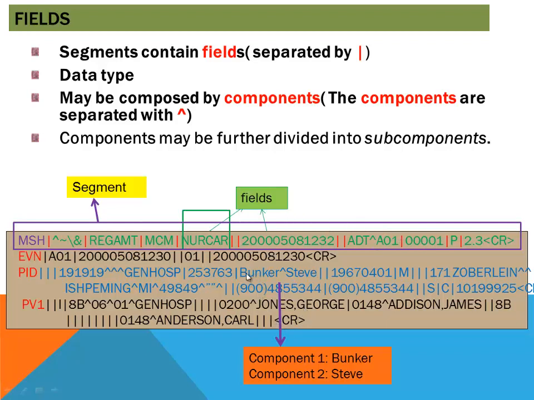Also, in this field, we also have two components. Component 1, the first name, is Bunker. The last name is Steve. Okay.